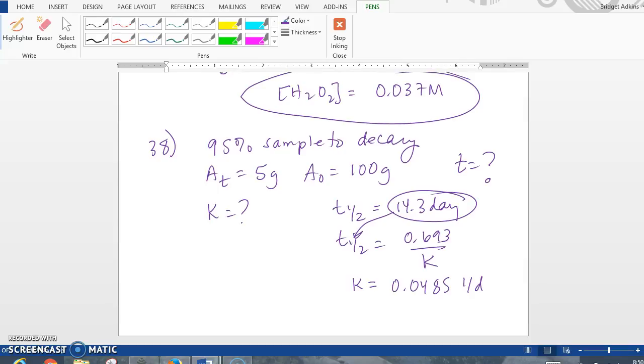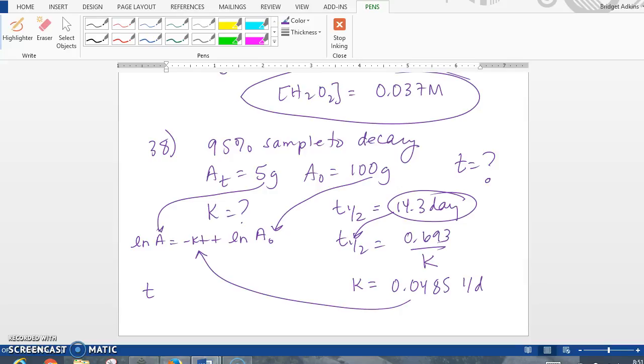So now I've got enough to figure out the time. Again, first order kinetics: the natural log of A is equal to negative kt plus the natural log of A naught. So my A naught is going to be 100, my A at time t is going to be 5. I'm going to plug in my k, and with a little algebra, I get time is equal to 61.8 days. So that was your answer to 38.